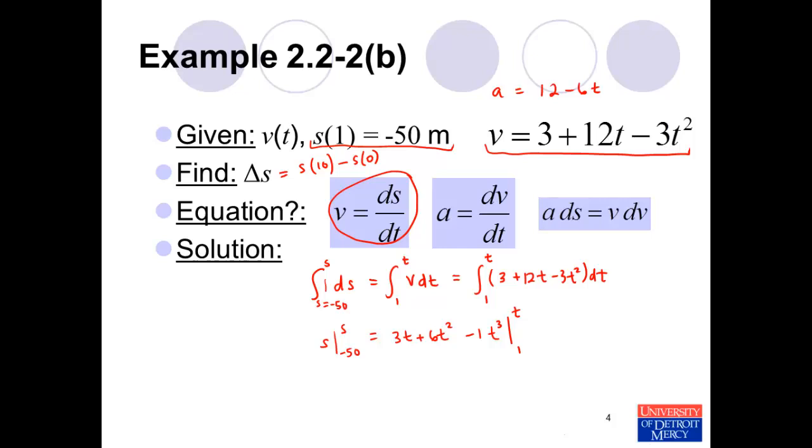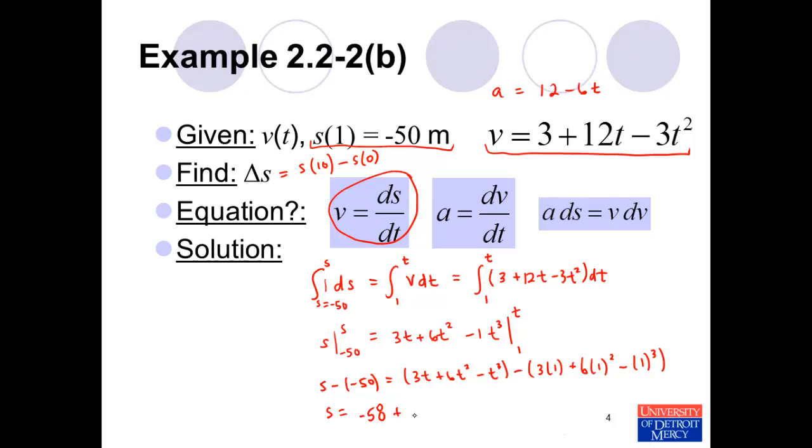Then we plug in our limits. So we get s minus negative 50. On the right-hand side, we plug in t, which gives us the same expression, 3t plus 6t squared minus t cubed. And then we subtract the expression evaluated at 1: so 3 times 1 plus 6 times 1 squared minus 1 cubed. And then if we solve for s, over here we have 3 plus 6 minus 1, so that's 9, minus 1 is 8, negative 8. And then here we have a positive 50 when we subtract it to the other side. We have negative 8 minus 50 is minus 58.